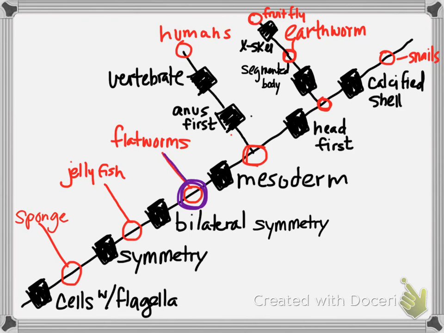So flatworms developed this direction. Earthworms evolved a mesoderm. They evolved head first development. They evolved a segmented body. Flatworms got none of that stuff.